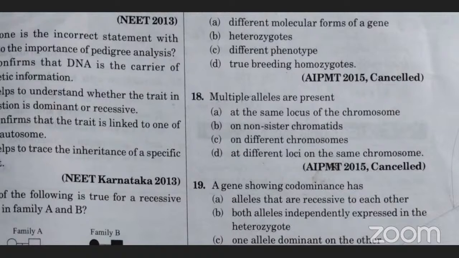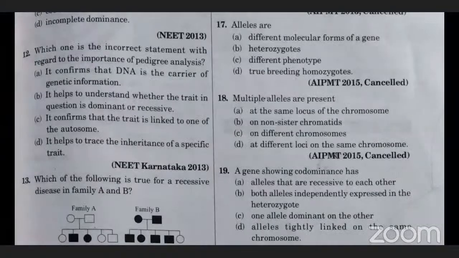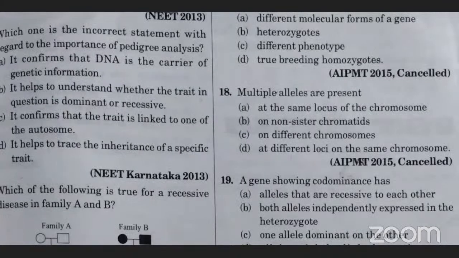The next question, the 18th. Multiple alleles are present where? This was in the 2015 exam. The first option is correct: the same locus of chromosomes. Because many times we discussed that locus means a location. So multiple alleles are present in the same locus of a chromosome, but they control a single character.